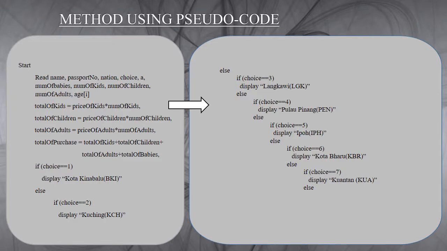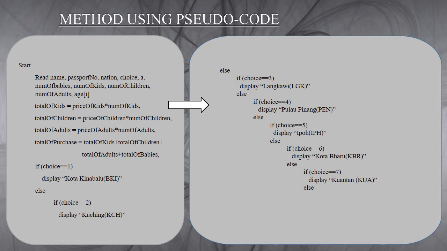Method using pseudocode. Firstly, you need to know what we must have in our pseudocode. What we must have is start, stop, read, and print. That is all important before we start our pseudocode. Start is the first line and stop is the last line. After start, you put read for the second line, and after read you put your input.